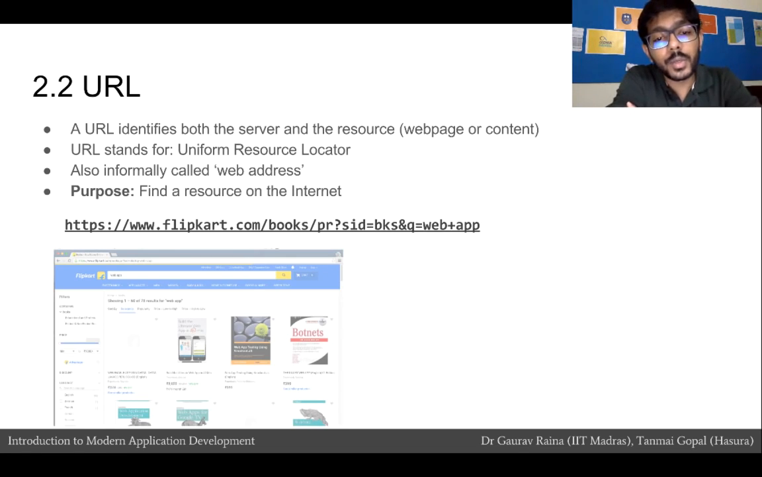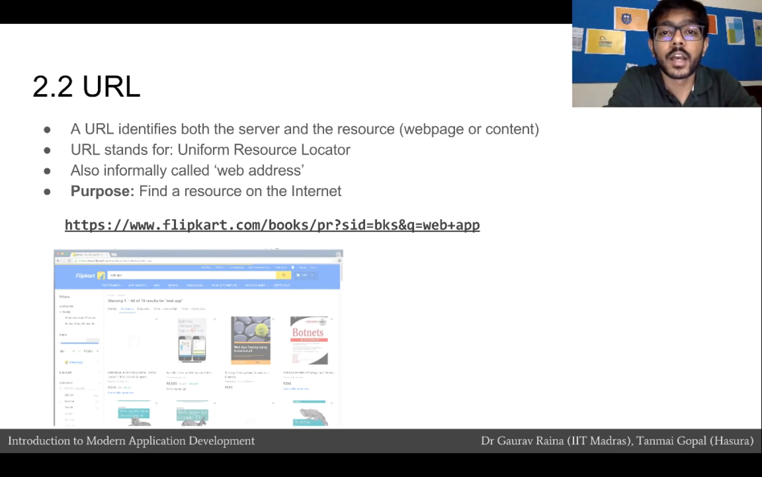So we looked at what a browser is. The second step in our browsing experience was entering the web address. A web address is an informal term for what is formally called the URL. The URL, which stands for Uniform Resource Locator, is what helps us find something on the internet. So it helps us find a server and a resource on that server.